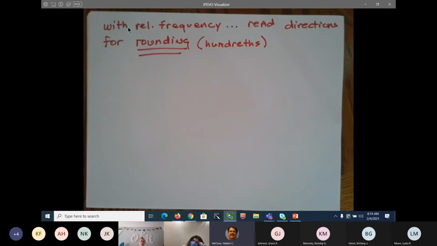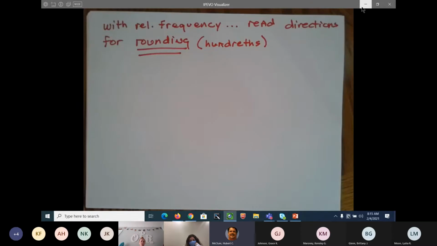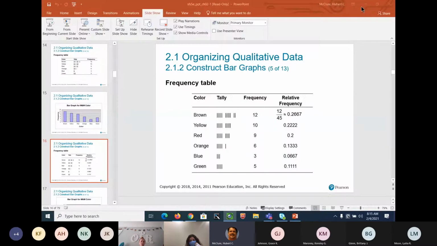So with the relative frequency, make absolutely positively sure you know what to round to. Okay, and we're going to put some more stuff on there too. So here there is no direction, so they're just taking it to 4 digits. I always tell students to take it at least to 4 digits, because most of the time you are going to round to the hundreds with the relative frequency. So that's why they're taking it to 4 digits also. That's a good habit to get into.